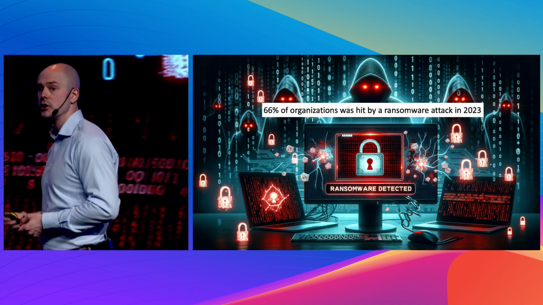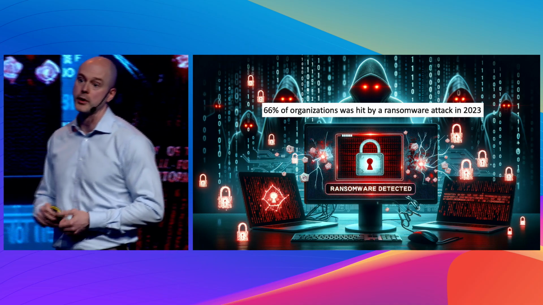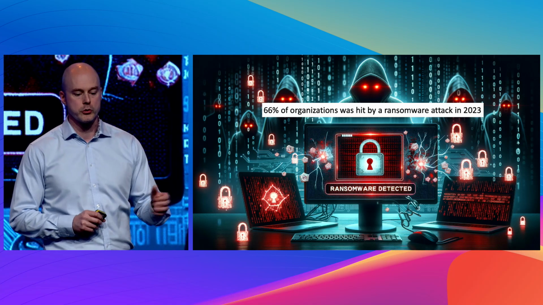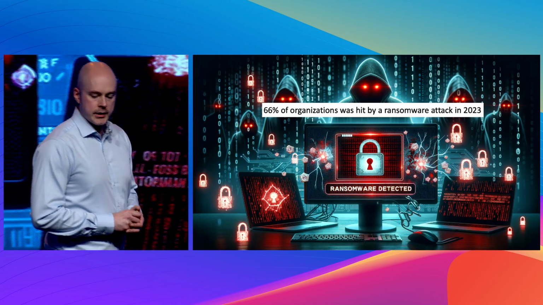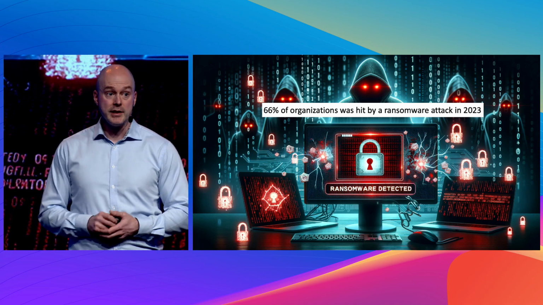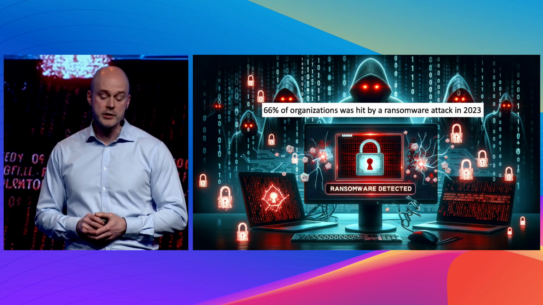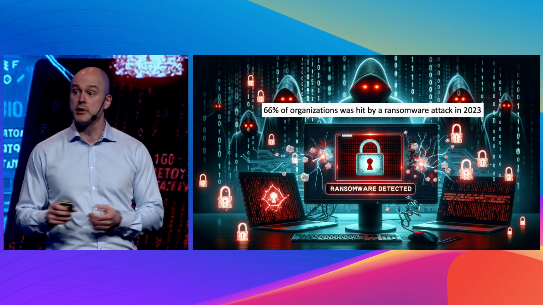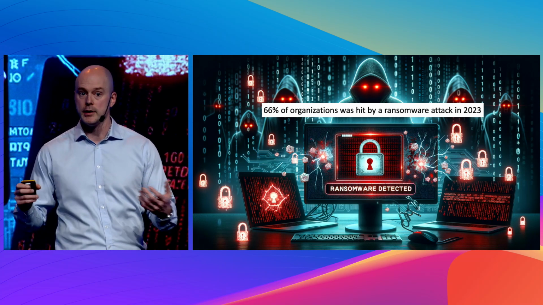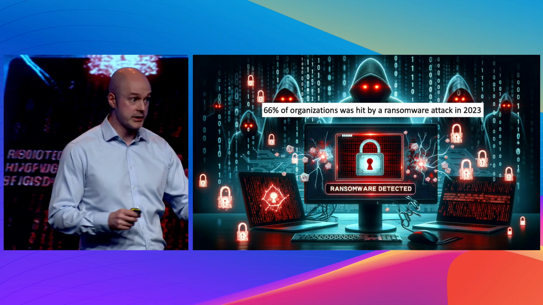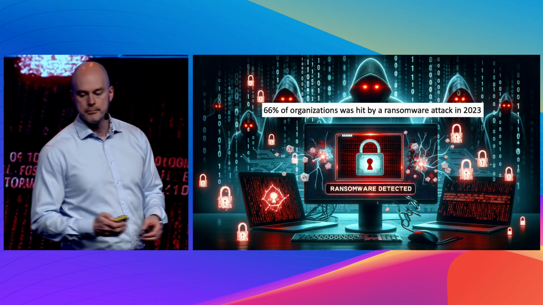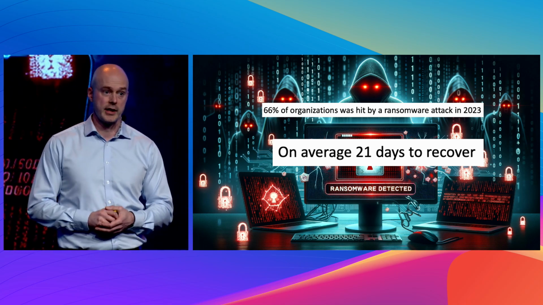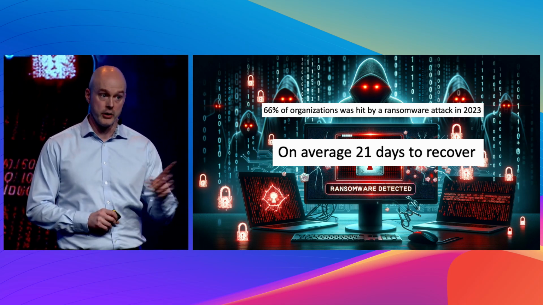66% of organizations were hit by a ransomware attack in 2023. Not all of them were successful, but 66% reported some sort of an attack. This is a big number and gives you an indication of the activity level on this specific threat and what the threat actors are focusing on. And that coupled with the insurance companies moving away from it, I mean, if anybody is good at calculating risk, it's the insurance companies. On average, it took 21 days to recover from a ransomware attack. 21 days on average.